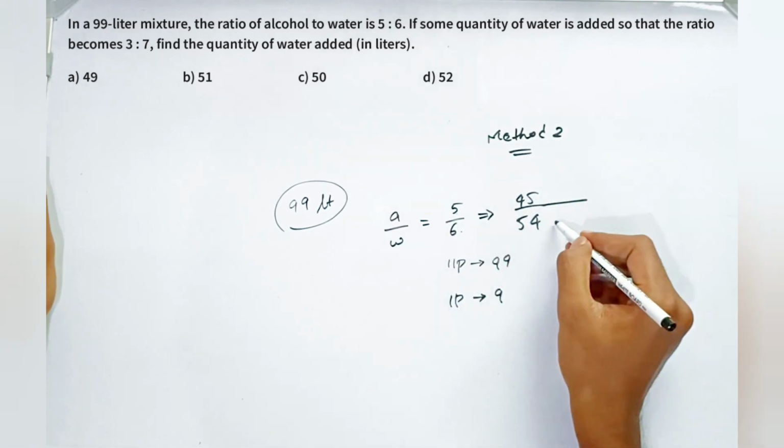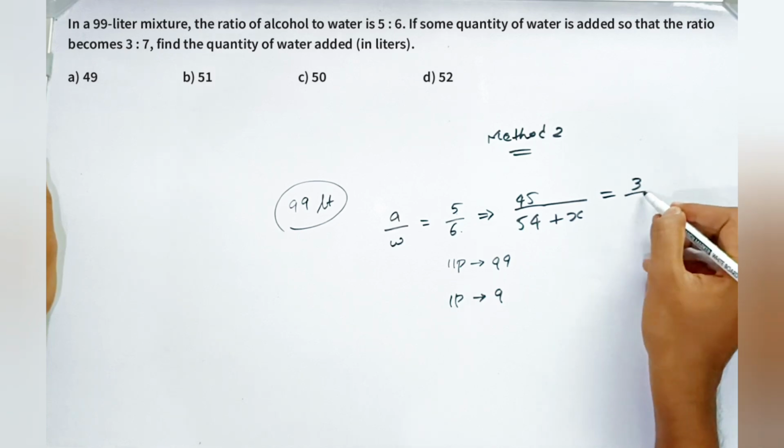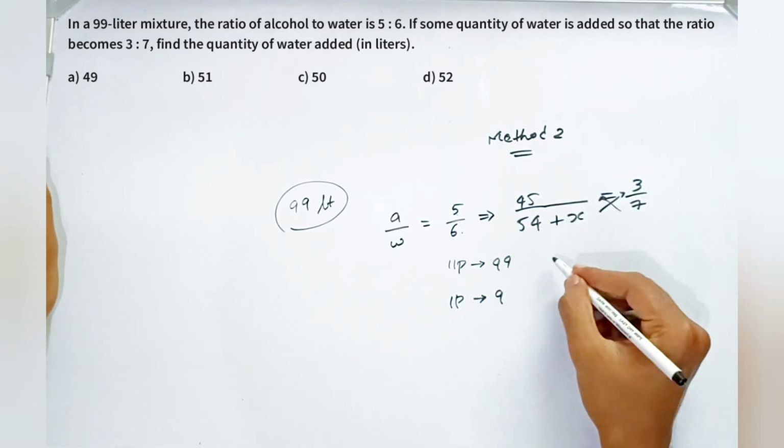After that, it is given that some water is added. So I'm writing it as x, so that the ratio becomes 3 by 7. Okay, and simply cross multiplying, 45 sevens is 315.